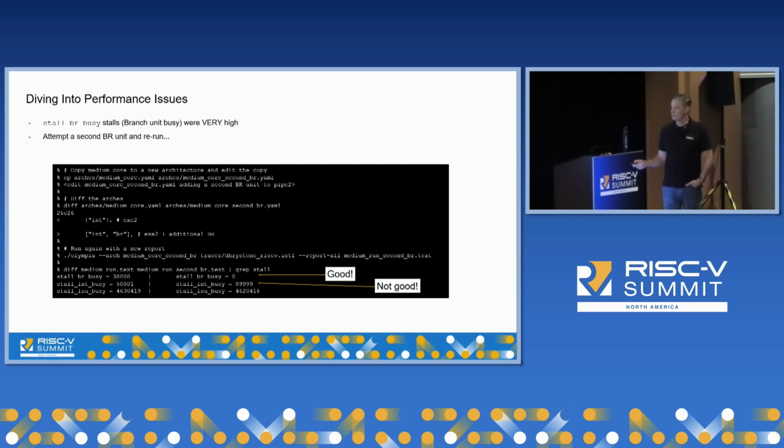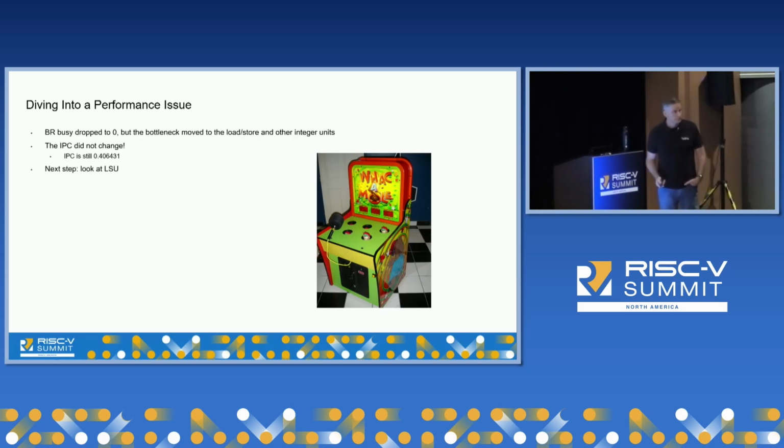Hey, look at that. My branch busy went to 0 and everything moved over to integer. So we just shifted the problem to something else. And what we all like to say is that's whack-a-mole. So what we're doing is one mole pops up in this video game. If you ever played it, you hit it, another one pops up. So all you're doing is just constantly chasing these moles and trying to get them down. The sad part about it is while busy dropped to 0, the bottleneck definitely moved probably somewhere else to the load store unit, obviously to the integer one because it had problems. And the IPC didn't change. It's the same IPC between medium core and medium core with a second BR.